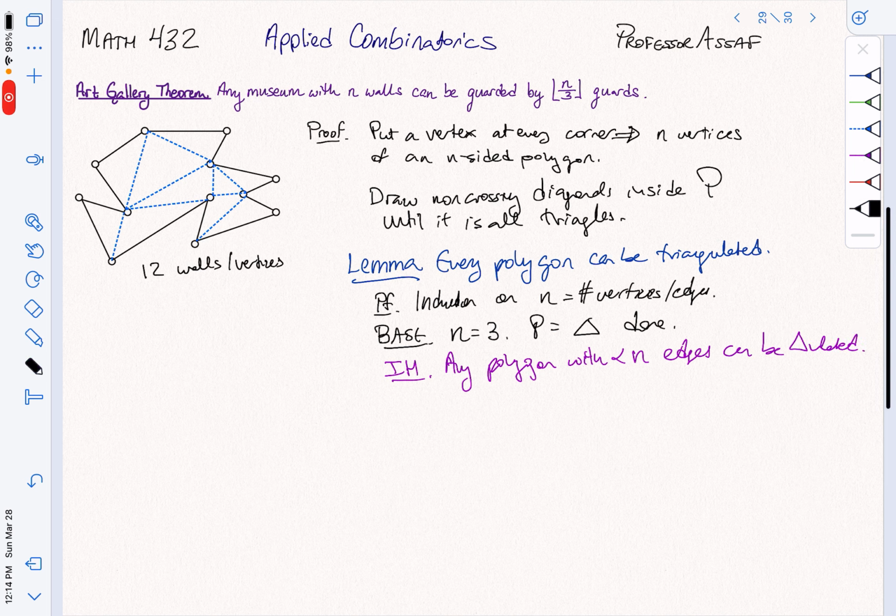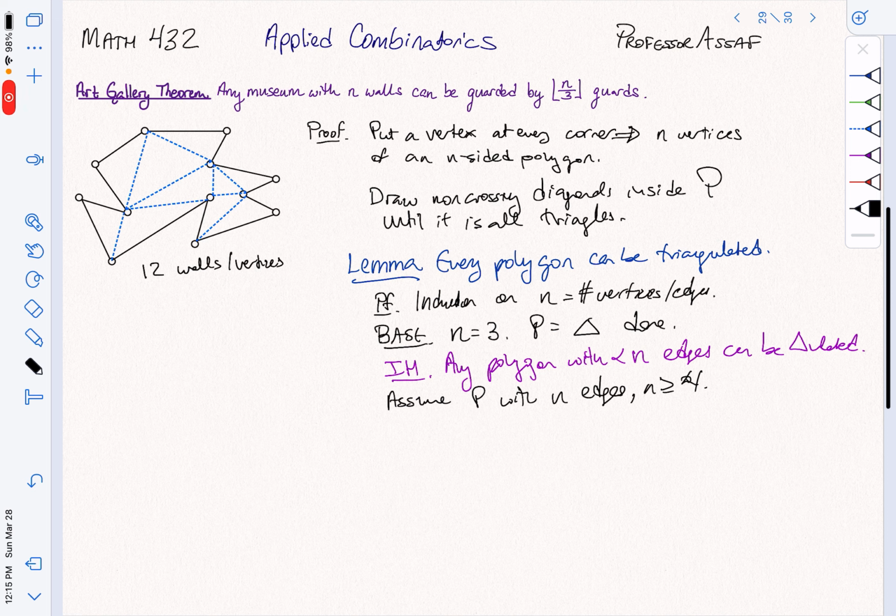That's our inductive hypothesis. And now we're going to assume that we have a polygon P with n edges, and we need to somehow reduce it. Now we know that n is at least 4 because we've already done our base case, and that's going to be helpful. So we're going to use the generalized pigeonhole principle.